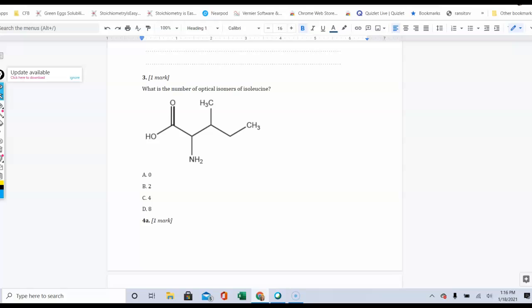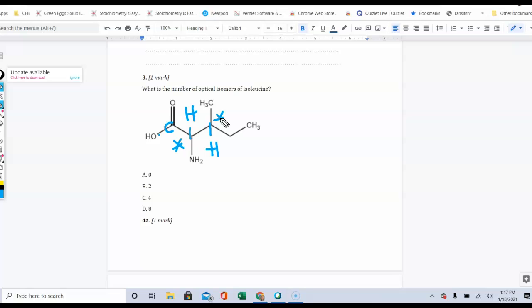So let's see if we can identify what is going on here. Here I have a carbon with 3 things attached, so that is not a chiral center, but this one does have a hydrogen here, so there is one of our chiral centers right there, and this one does have a hydrogen here, and that makes this one of our other chiral centers. This next one has 2 hydrogens attached, so it does not, so we have a total of 4 optical isomers of isoleucine.